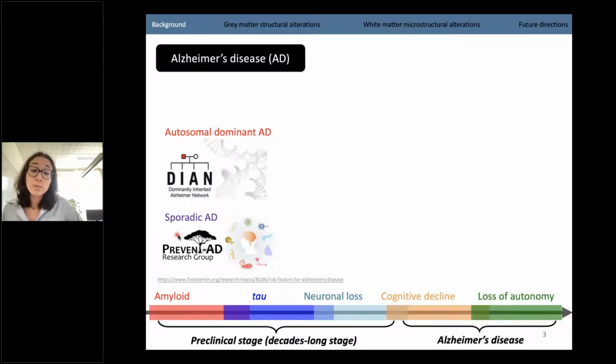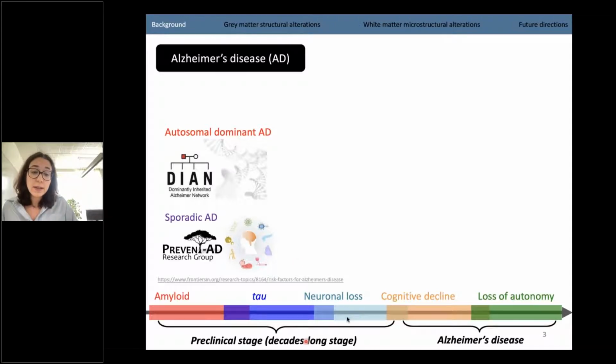While in sporadic AD, when we study cognitively normal older adults, it's very hard to know who will develop the disease or not. And so we tend to focus on the participants who are amyloid or tau positive, because those are the ones at greater risk of progressing to the disease.